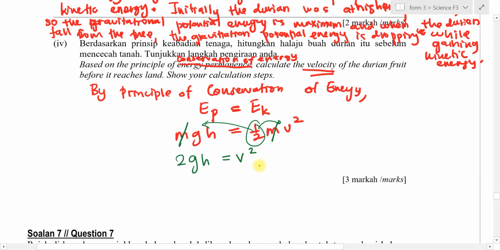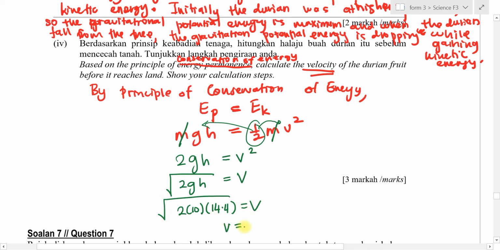Or you can substitute first also. So you want the V only, right? So the square goes here and it becomes square root. So 2 times 10 times h, which is 14.4. You will get V. 20 times 14.4 and then square root this, you get 16.97 meter per second. Or you can substitute everything first.